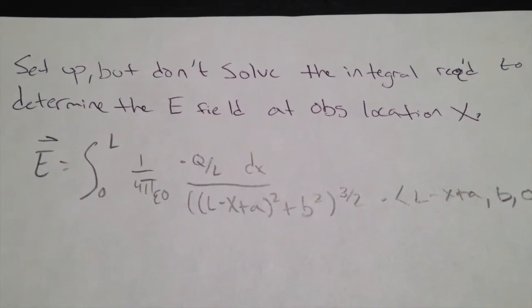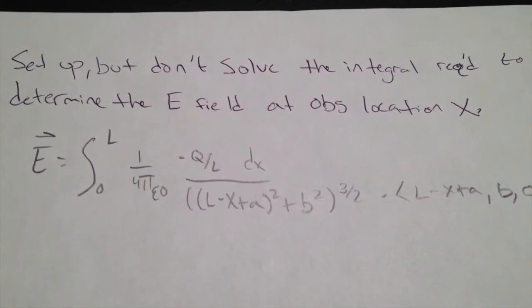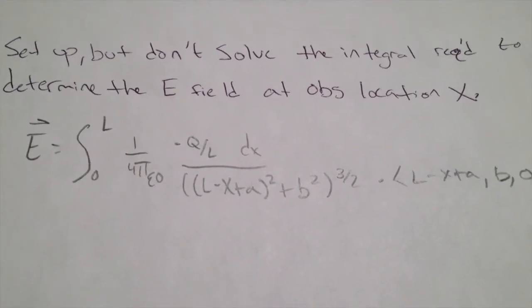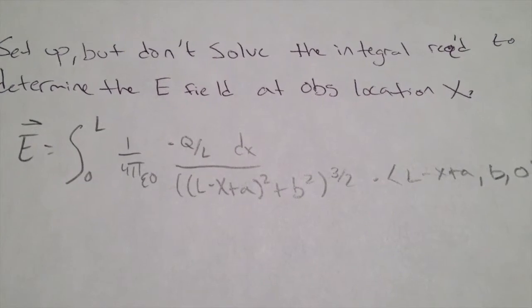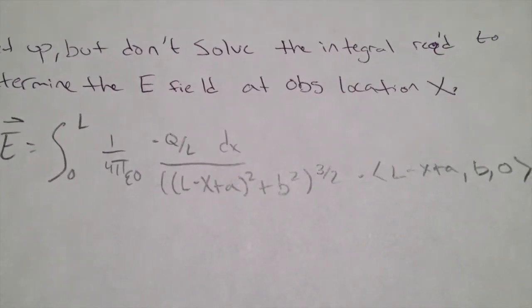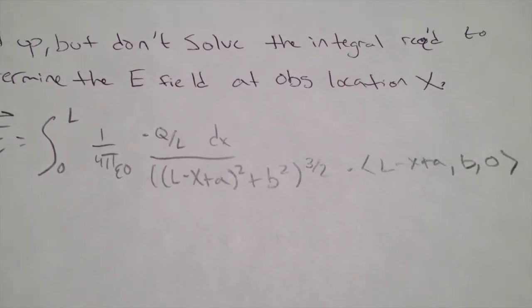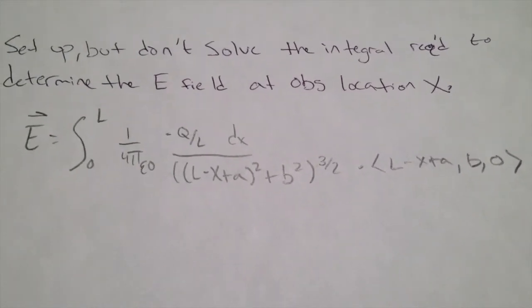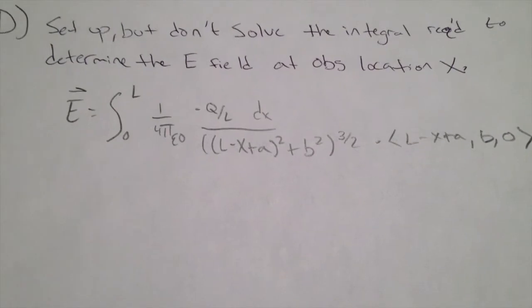So the limits of integration would be 0 to L, and then you'd have to integrate 1 over 4 pi epsilon naught times negative Q over L dx, all over that magnitude raised to 3/2, and then times that R vector. So pretty much what we got in part C, we just have to integrate that. And yeah, so that's that problem.